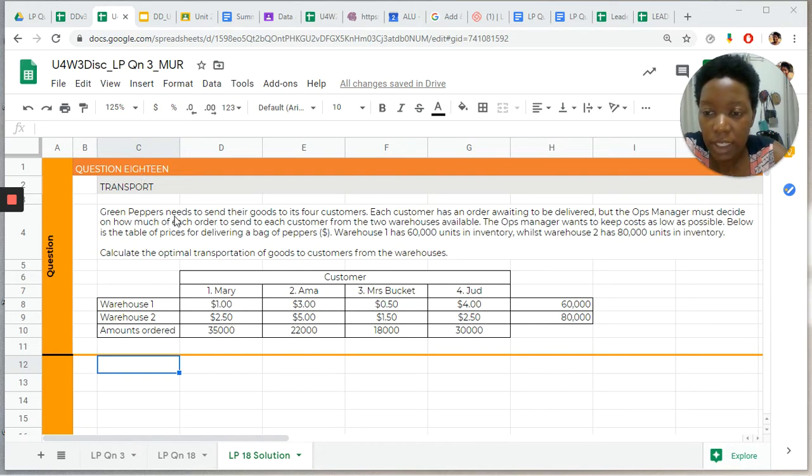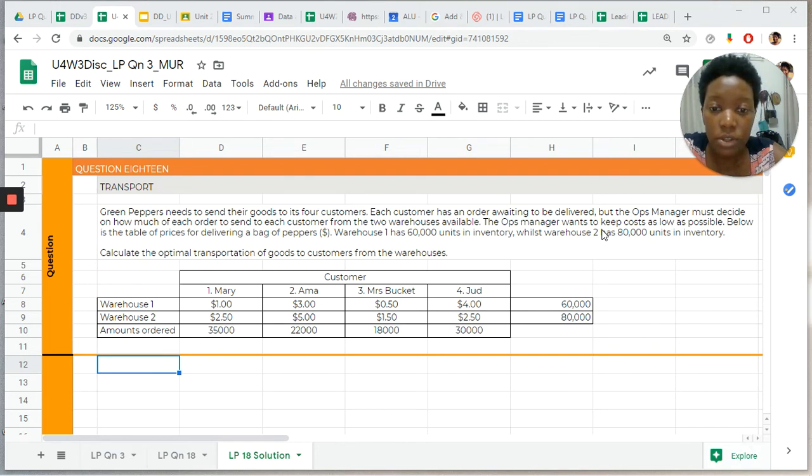Okay, Green Peppers is a company. They need to send their goods to 4 customers. Each customer has an order waiting to be delivered, but the ops manager must decide on how much of each order to send to each customer from the 2 warehouses available. The ops manager will keep costs as low as possible. Below are prices for delivering a bag of peppers, so just peppers. Warehouse 1 has 60,000 units in inventory, whilst warehouse 2 has 80,000 units in inventory. Calculate the optimal transportation of goods to customers from the warehouses.